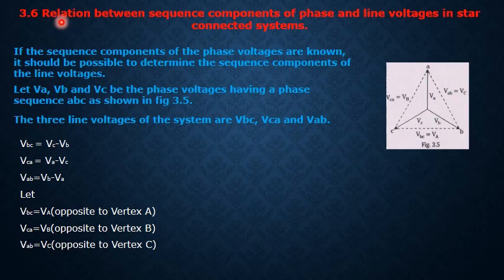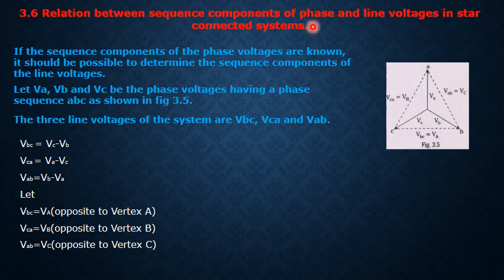So in this session, we are going to start with a new topic, that is the relation between sequence components of phase and line voltages in a star connected system. So, what does it mean from this title? Here we are going to know the relation between phase and line voltages when the given system is star connected, for the sequence components.